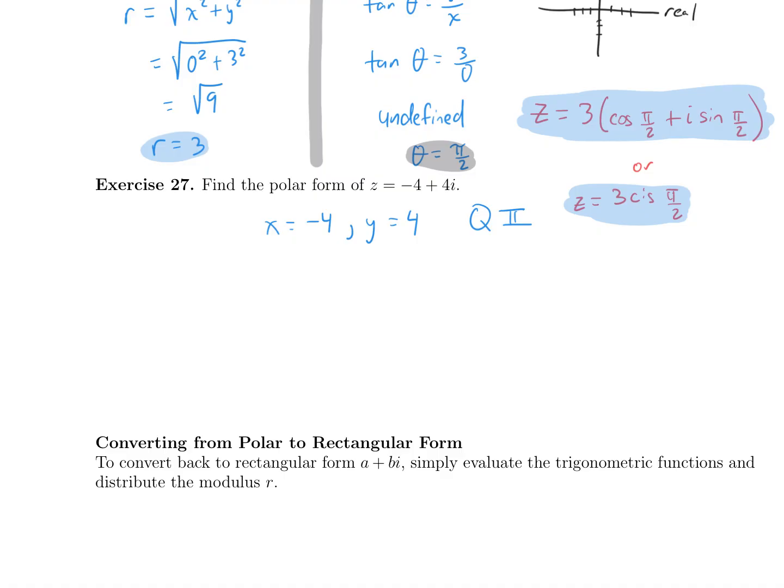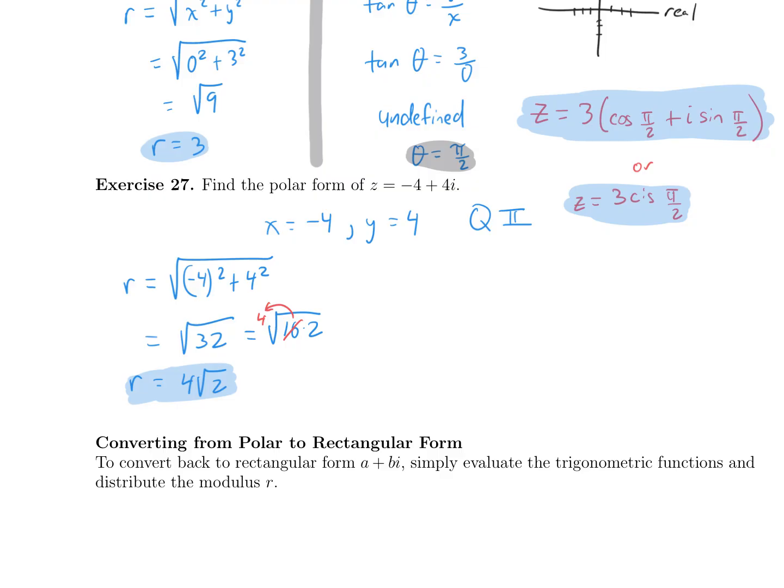Okay, so let's start with the modulus. r equals the square root of x squared plus y squared. That's going to be the square root of 32, 16 plus 16. We can simplify that. That's going to become the square root of 16 times 2, which then becomes 4 radical 2, because the square root of 16 is 4. So that's how I got 4 square root of 2. So that is our modulus.